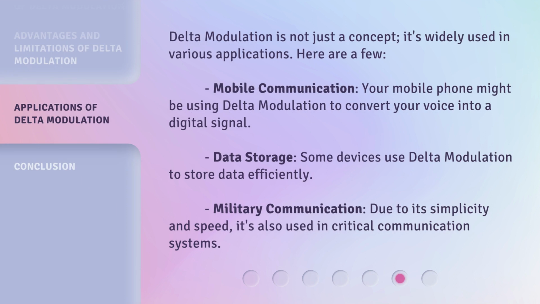Delta modulation is not just a concept, it's widely used in various applications. Here are a few. Mobile communication. Your mobile phone might be using delta modulation to convert your voice into a digital signal. Data storage. Some devices use delta modulation to store data efficiently. Military communication. Due to its simplicity and speed, it's also used in critical communication systems.